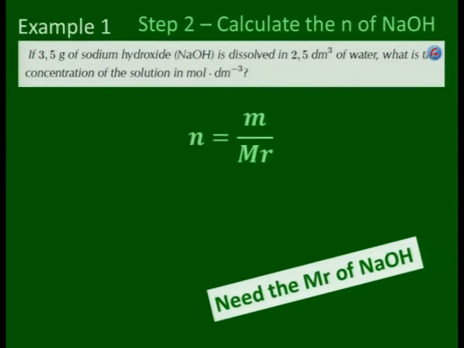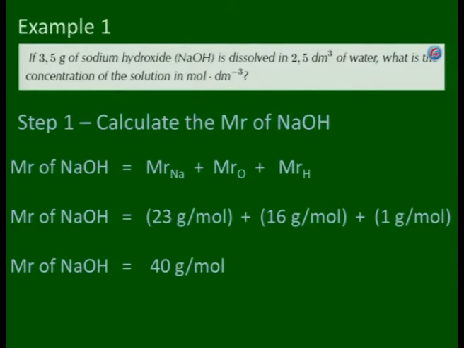So you have the volume, but you need the moles of sodium hydroxide. Step 2. How to calculate the moles of sodium hydroxide. Moles is mass divided by molecular mass. The mass is given in the question, 3.5 grams. The molecular mass of sodium hydroxide needs to be calculated. How to calculate the molecular mass of sodium hydroxide?